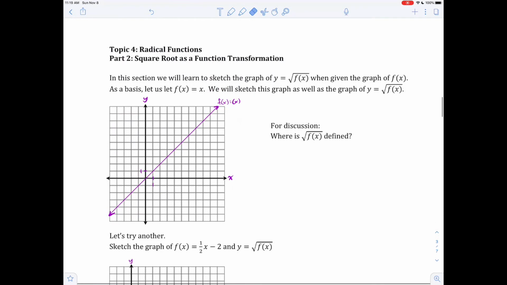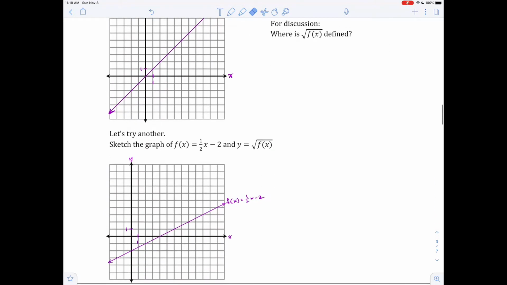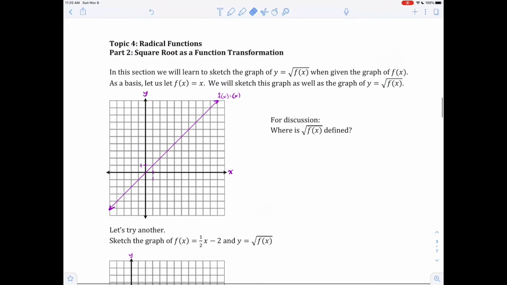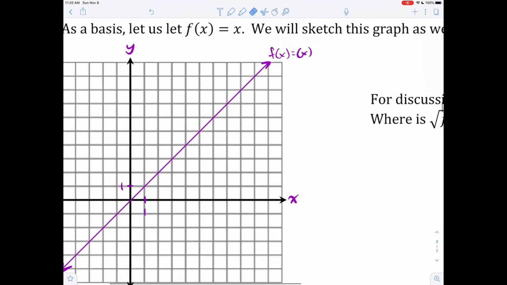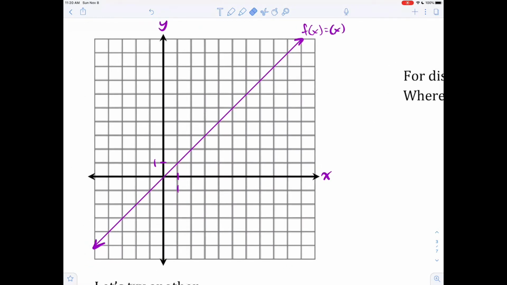So I've got the graphs of y equals x and y equals half x minus 2 done here already, things that you should be able to do already. And then we'll graph y equals the square root of that function and take it from there. Feel free to pause if you want to try it. I am diving in. So we're saying y equals the square root of f of x.